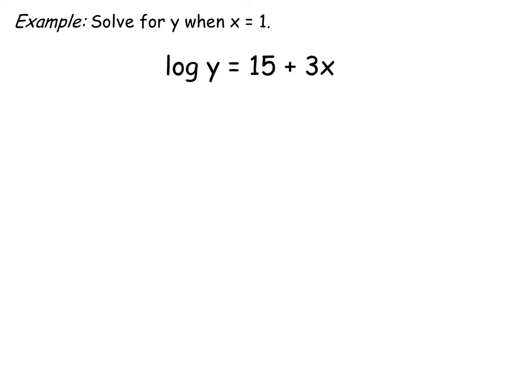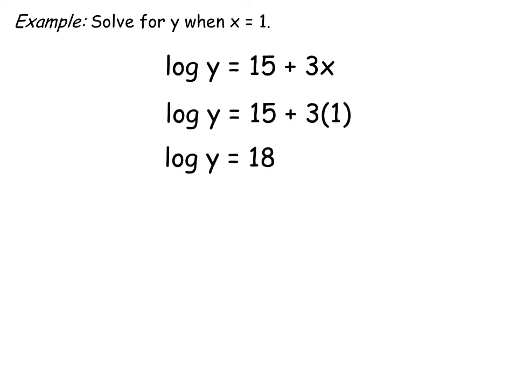Here we're going to solve for y when x equals 1. So I'm substituting in 1 for the x value. Now, same process as before, we know that we need to cancel out the log by taking the inverse, so I'm going to raise both sides to the 10 power. The 10 and the log base 10 cancel out. We're left with y equals 10 to the 18th power.